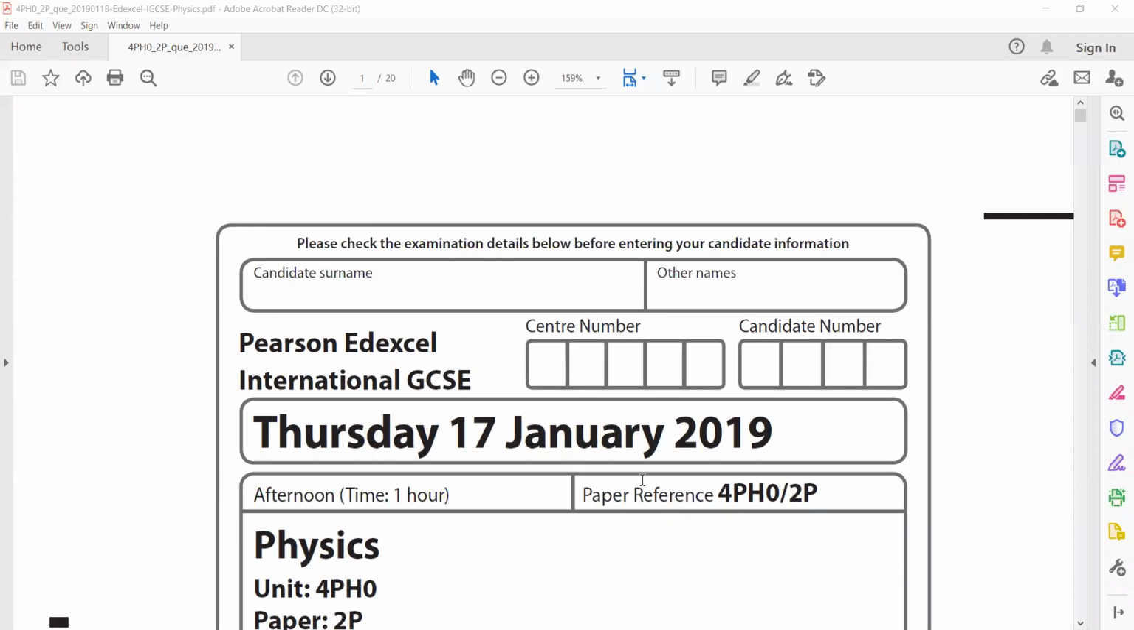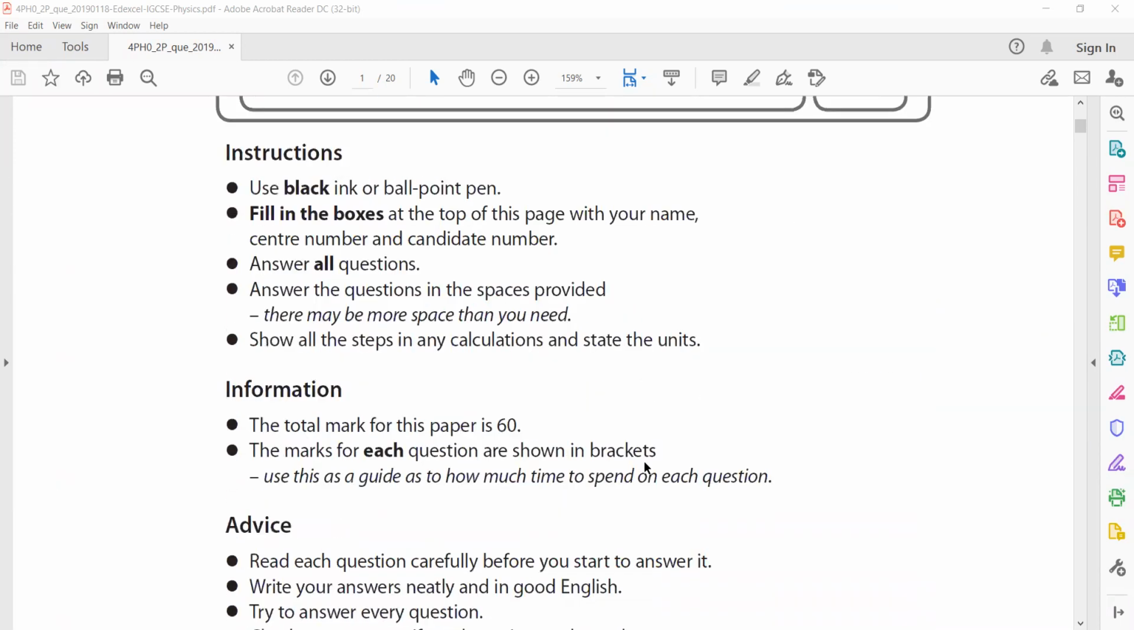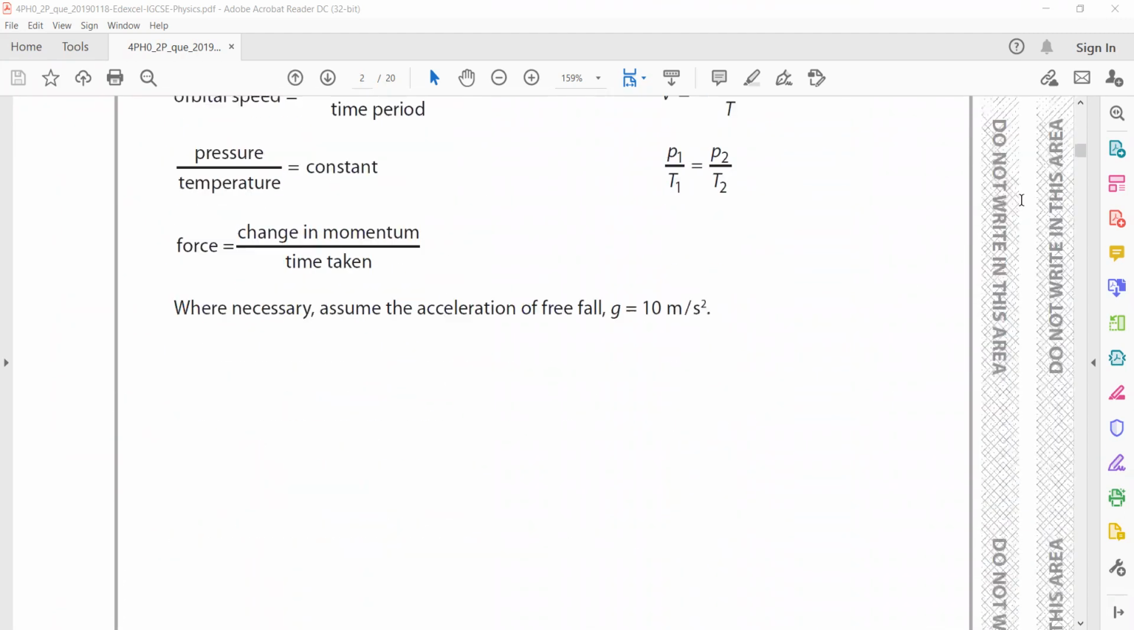Good evening, everyone. This is January 2019 of IGCSE Physics, paper 2P. In this session, I'll discuss question 3 and 4.